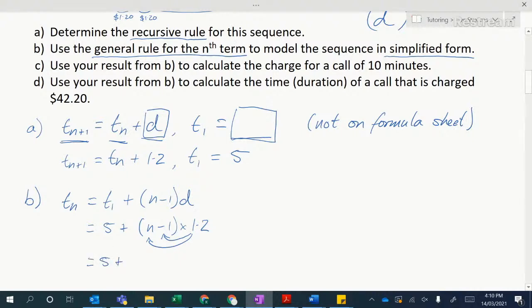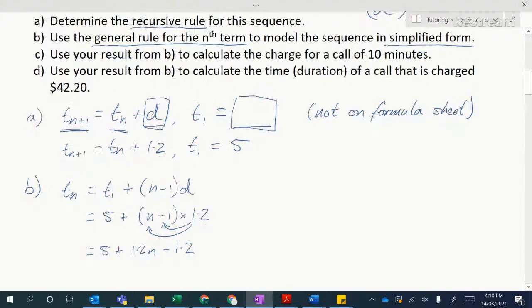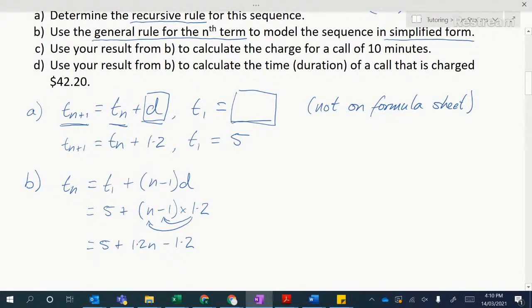Okay, 1.2 times n would be 1.2n. 1.2 times -1 gives you -1.2, because a negative times positive is negative. Okay. Now we just need to collect any like terms. Can you see some like terms there? Hopefully. We can combine this and this. So that becomes 5, take away 1.2.